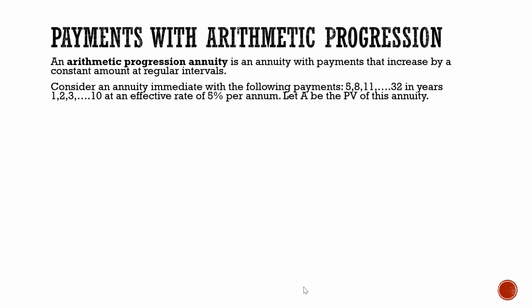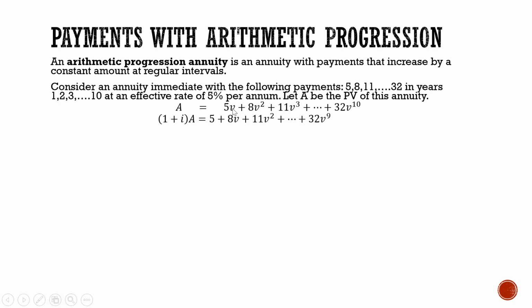So let's consider an annuity immediate with the following payments: 5, 8, 11 to 32 in years 1 to 10 at an effective rate of 5% per annum, and let A be the present value of this annuity. So A is 5V plus 8V squared plus 11V cubed plus dot to 32V to the 10. So the trick to solve this annuity is we multiply both sides with 1 plus i.